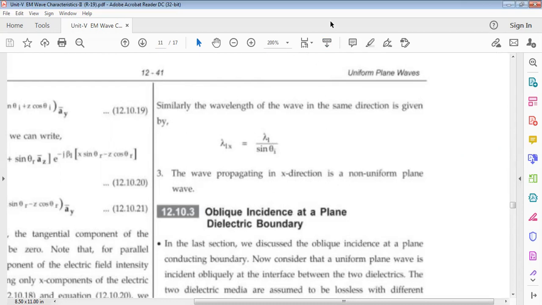Okay, my dear students. Then the oblique incidence at a plane of dielectric boundary. We completed oblique incidence at a plane of conducting boundary for vertical polarization and horizontal polarization. Then we go for oblique incidence at a plane of dielectric boundary for horizontal and vertical.